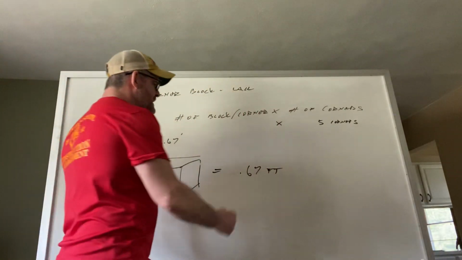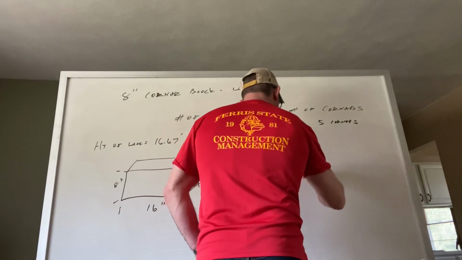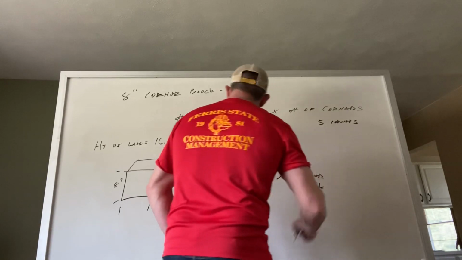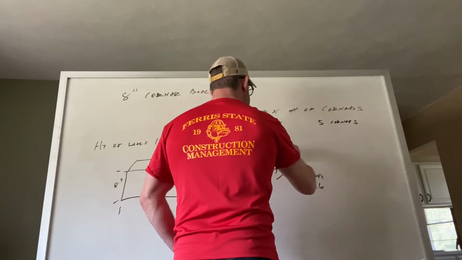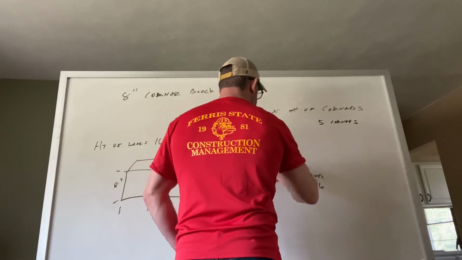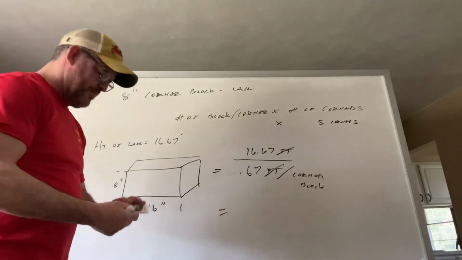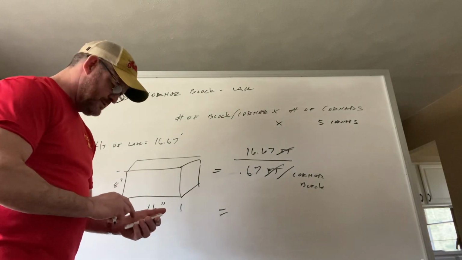Because I'm going to say 0.67 feet per corner block divided into the height of my wall, 16.67 feet. My feet are going to cancel, and that's going to give me number of corner blocks. So I perform that math. Okay, so 16.